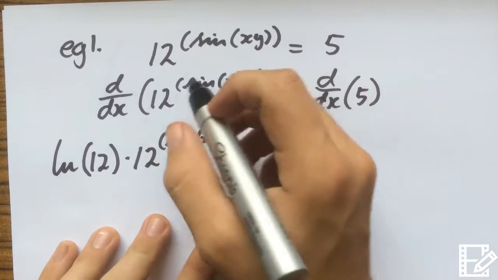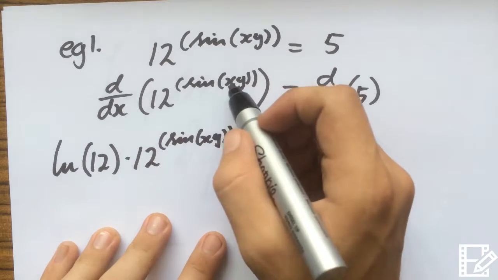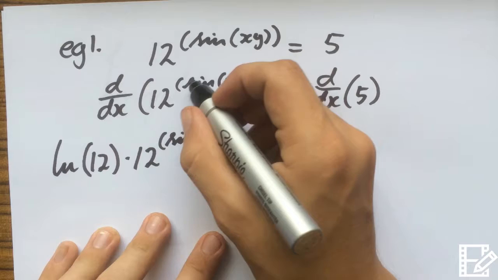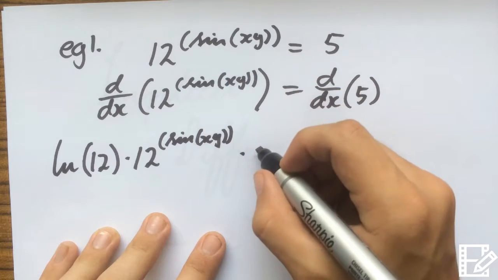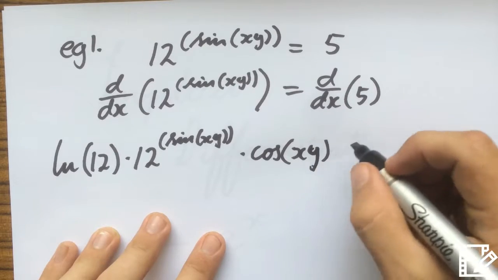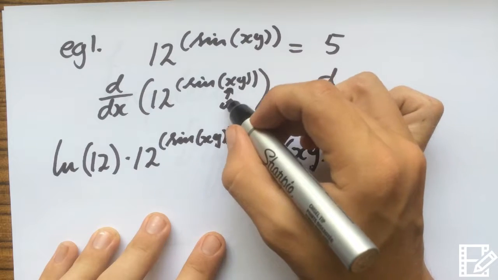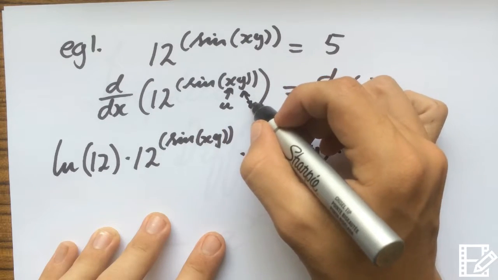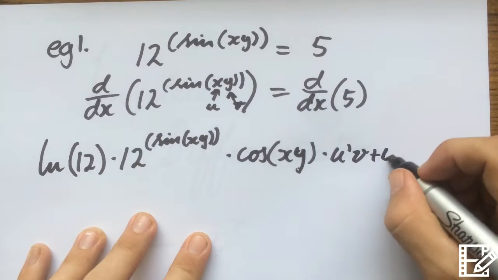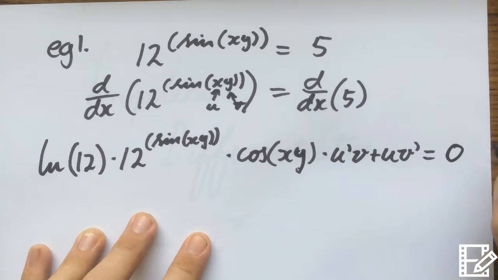We're going to use the chain rule here. So we derive the outside function. Now we're going to derive the second innermost function. So now we're focusing on the derivative of sine, which is cos, then the inside stays the same, and then we multiply by the derivative of the inside. We'll call the inside x will be u and y will be v. This will be u dash v plus u v dash, and that will equal the derivative of 5, which is 0.